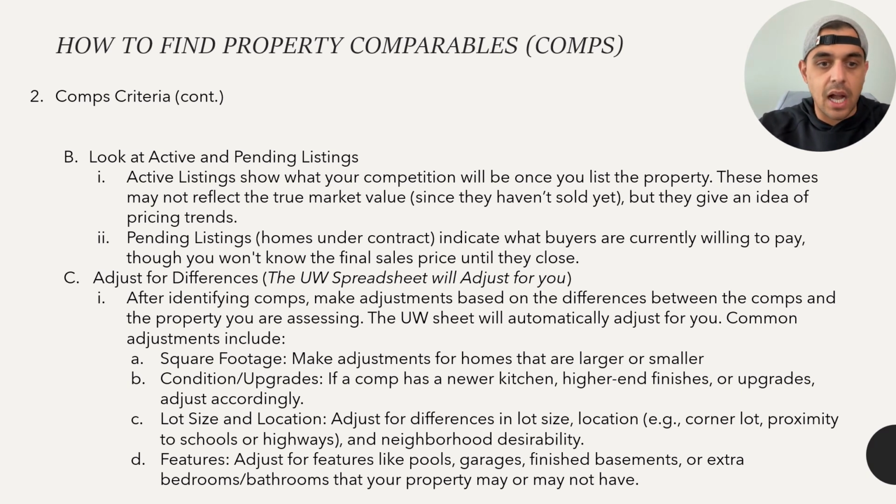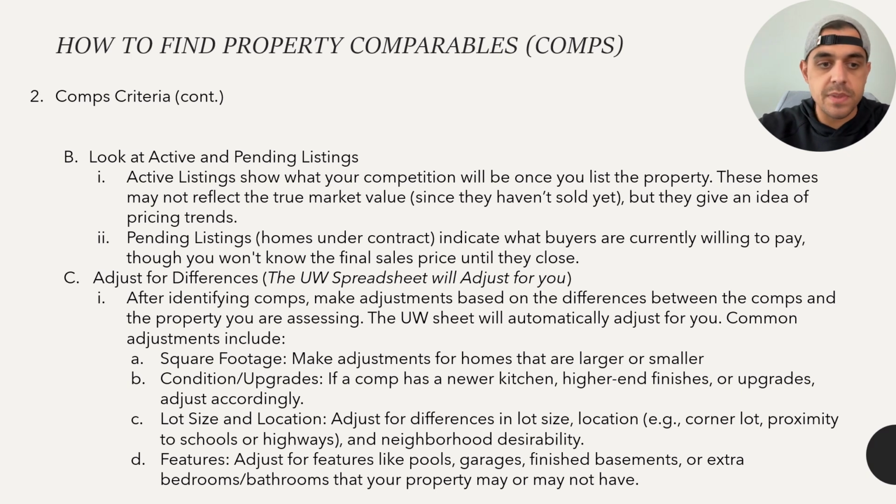So after identifying comps, make adjustments based on the differences between the comps and your subject property. Now, I had mentioned this a couple times, this underwriting spreadsheet that we're going to provide to you. It's going to automatically do that for you. All you're going to do, your job is to identify the comps. You'll enter in the comps and it'll output what the sheet believes the subject ARV will resell for.